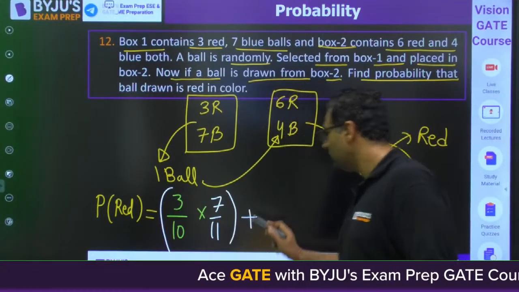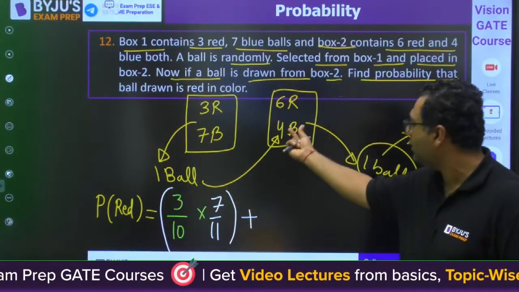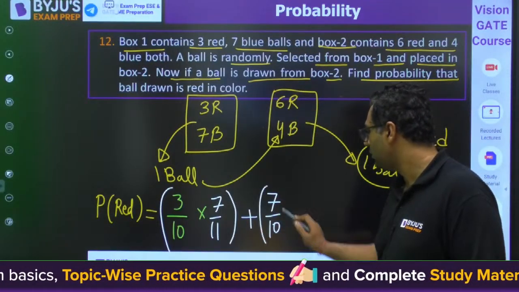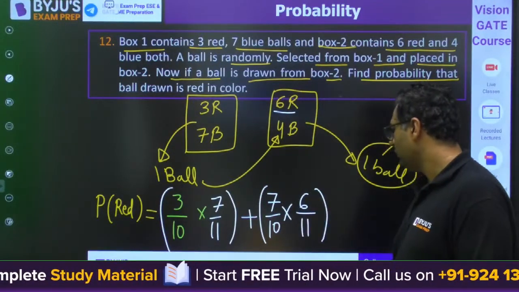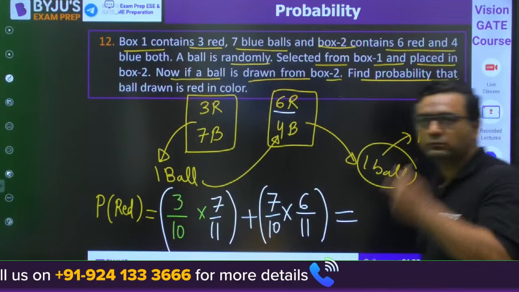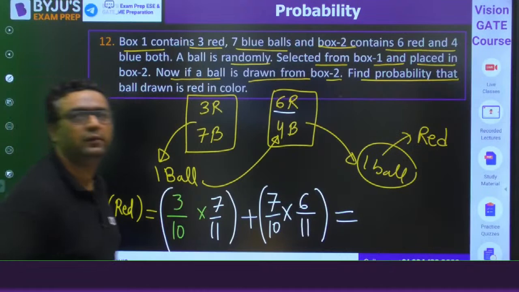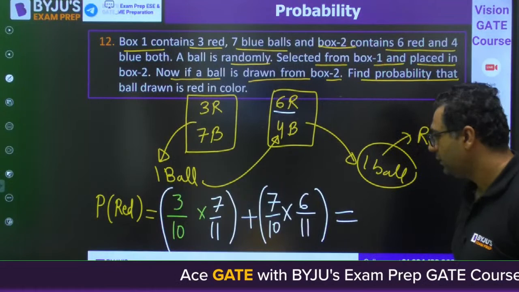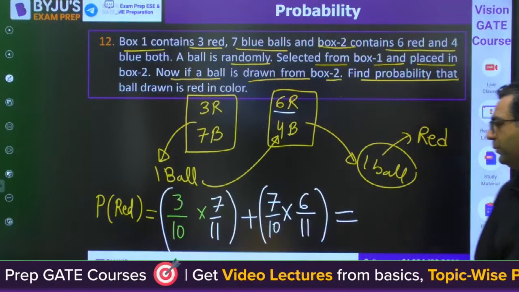First case. Second, maybe we are taking a blue ball from here, putting it here and getting red. So blue will be 7 by 10 into 6 by 11. These are 2 possibilities. Solve it and get the answer. Okay, the answer is 3 by 10 into 7 by 11 plus 7 by 10 into 6 by 11. What would be the answer?